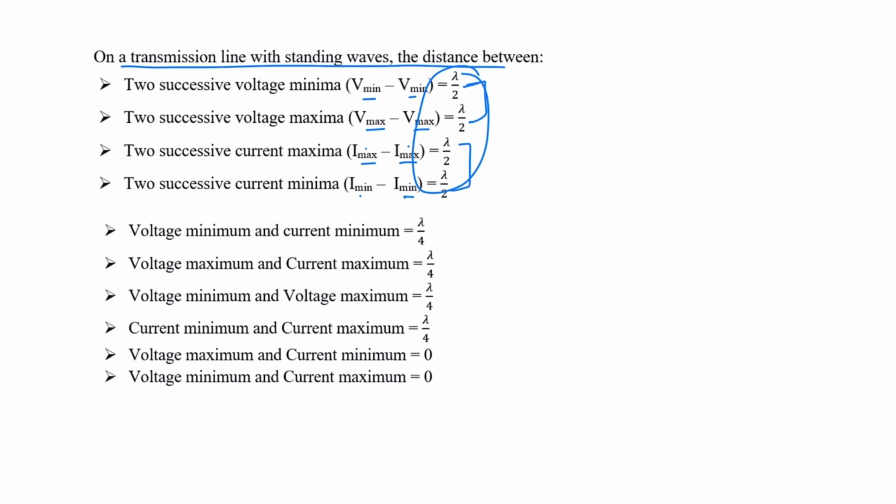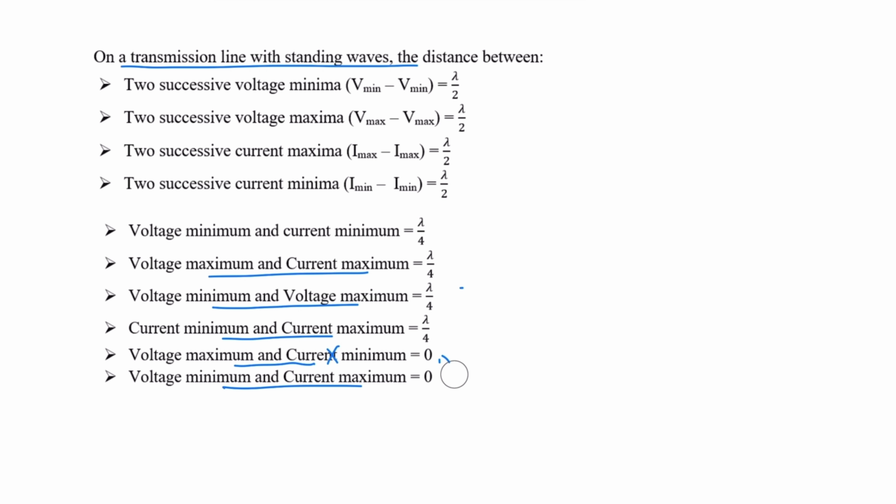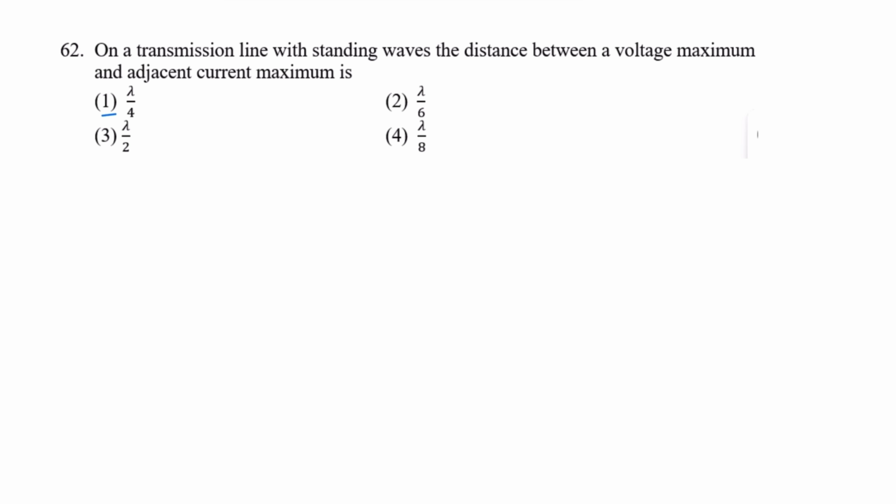Next, the distance between voltage maximum and current maximum, or voltage minimum and current minimum, or voltage maximum and current minimum, is lambda by 4. Next case, the voltage maximum and current minimum occur at the same point. So at the point where voltage is maximum, the current is minimum. At the point where voltage is minimum, the current is maximum, so the distance is 0. So as per the question, the distance between voltage maxima and the adjacent current minimum, the correct option is 1, lambda by 4.